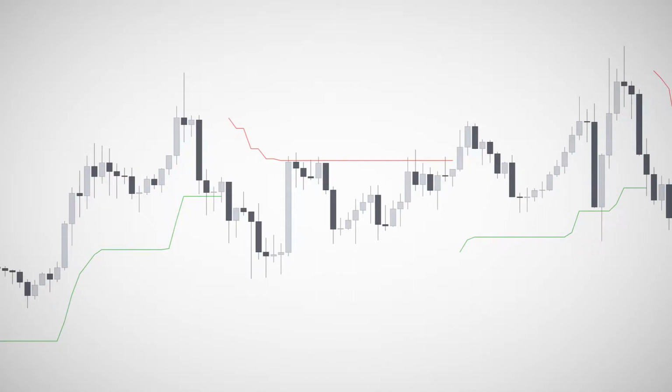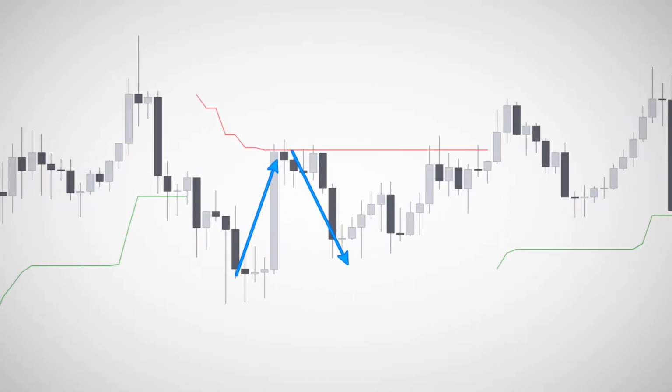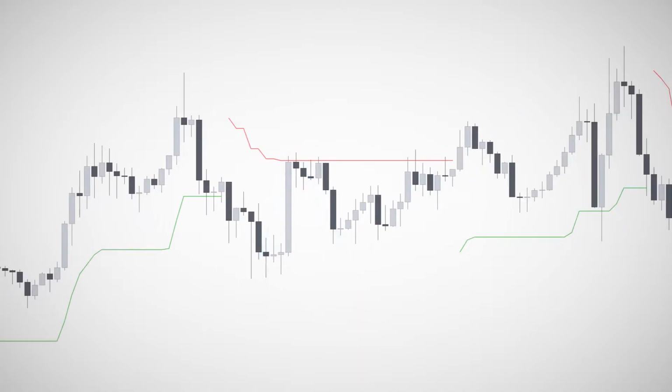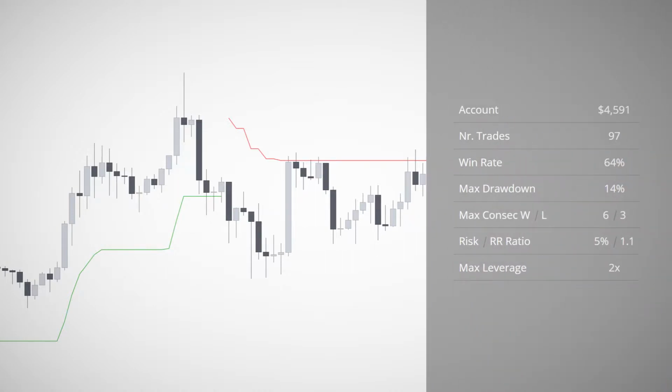When the supertrend is red, I wait for the price to bounce down from it. The moment the price touches the supertrend, I go short with a 1-to-1 risk-reward ratio. Here's the result of today's strategy. After 97 short trades, my initial $1,000 account grows to $4,591. This strategy has a 64% win rate.